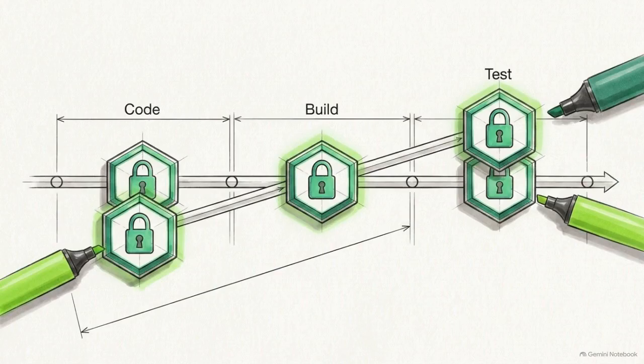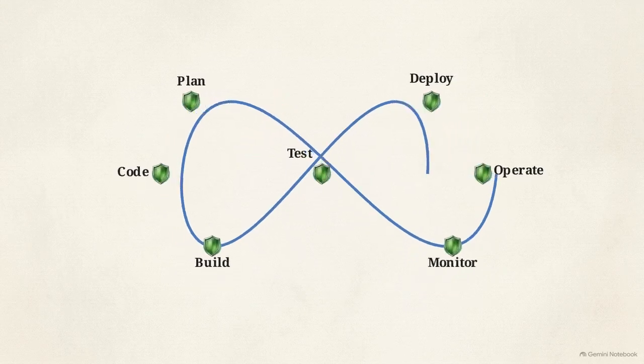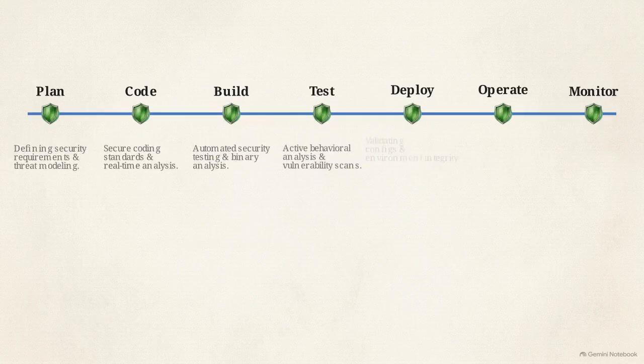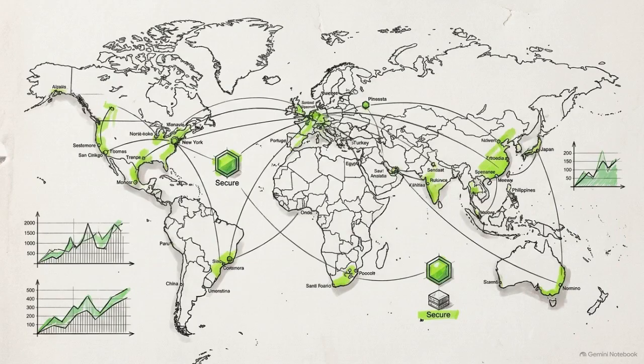Solving this requires a structural reorganization of the pipeline. Security moves from being an isolated check at the end of the line to a core component of the development cycle itself. This relies on shifting left, embedding automated security checks directly into earlier stages of development. To see how this works, we will map the tools, controls, and methodologies required at each of the 7 stages of the software lifecycle. Distributing these checks across the architecture allows for high-velocity deployment while upholding enterprise-grade safety.